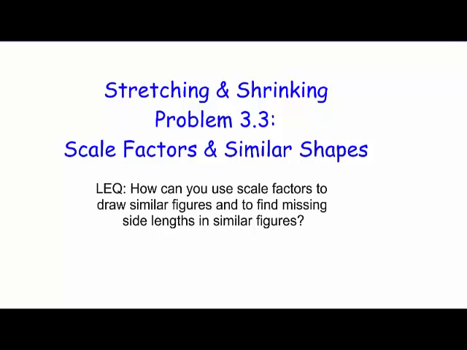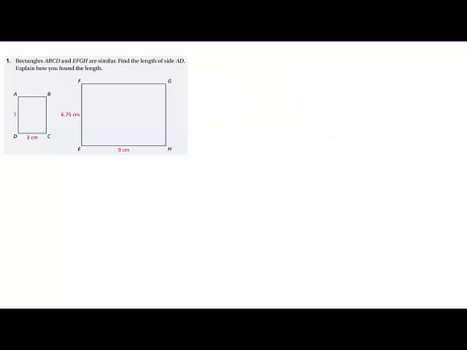Today we're going to take a look at Stretching and Shrinking Problem 3.3, which is about scale factors and similar shapes. Our essential question is, how can you use scale factors to draw similar figures and to find missing side lengths in similar figures? In previous lessons, we've looked at how to find the scale factor between two figures that are similar. In this lesson, we'll be looking at how we can use that scale factor to find missing parts of similar figures. So let's take a look at this problem.